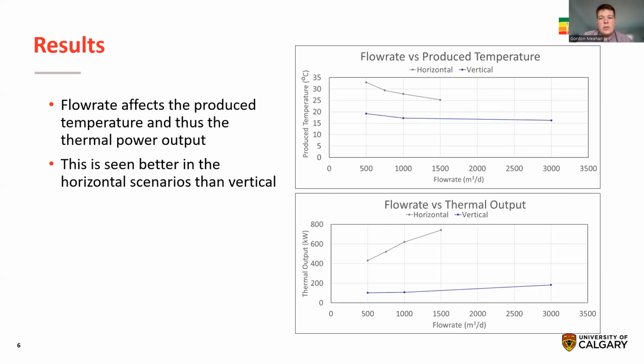The preliminary results are shown in the graphs here. They show that the flow rate directly affects the thermal output. This effect is more pronounced in the horizontal scenarios than the vertical, which is to be expected because when the fluid is in contact with the warm rock longer, there's more opportunity for energy transfer, as is the case when it is moving slower or traveling the extra length of the horizontal.